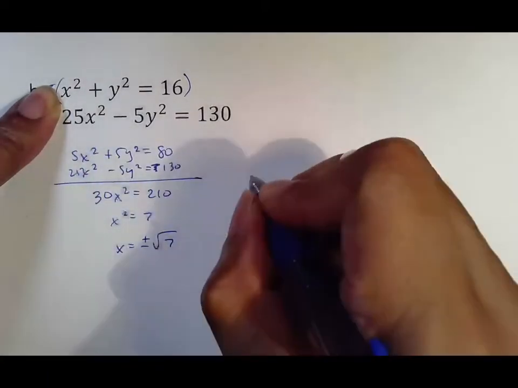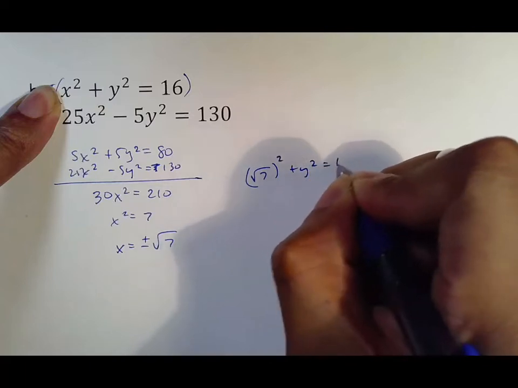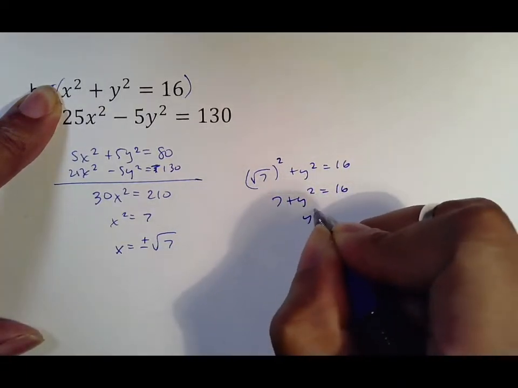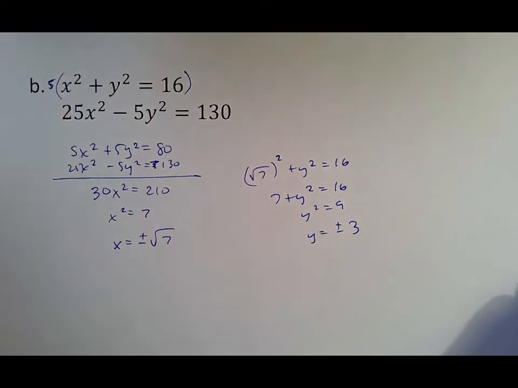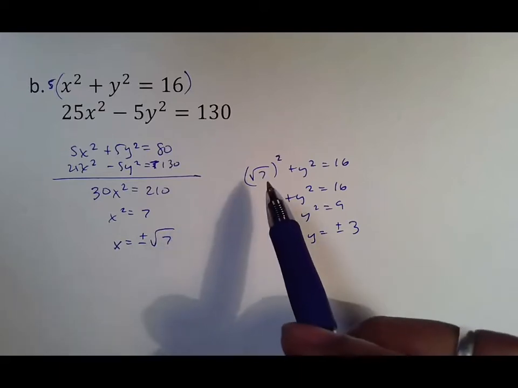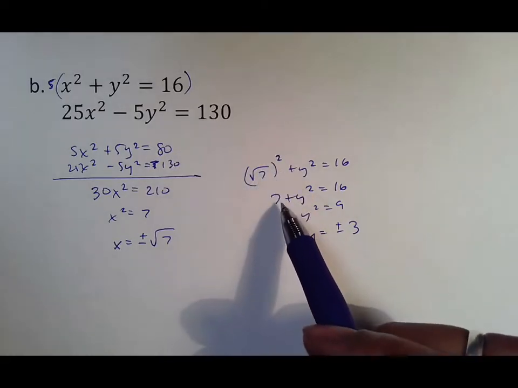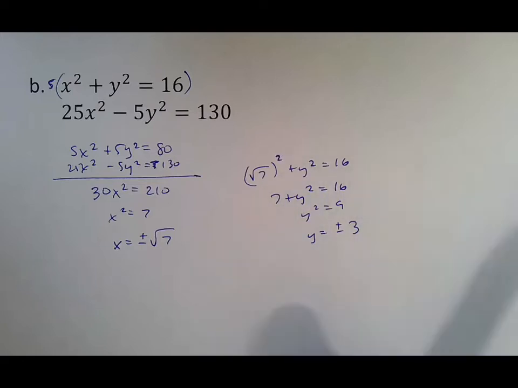Of course, when I plug in square root of 7 squared plus y squared equals 16, that's just going to be 7 plus y squared equals 16, which means that y squared is 9, which means that y is plus or minus 3. No need to check the negative root 7, because negative root 7 squared is going to come out as positive. Same answer.